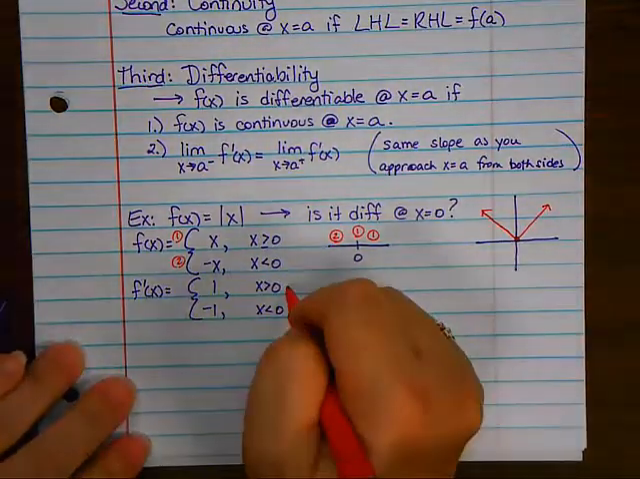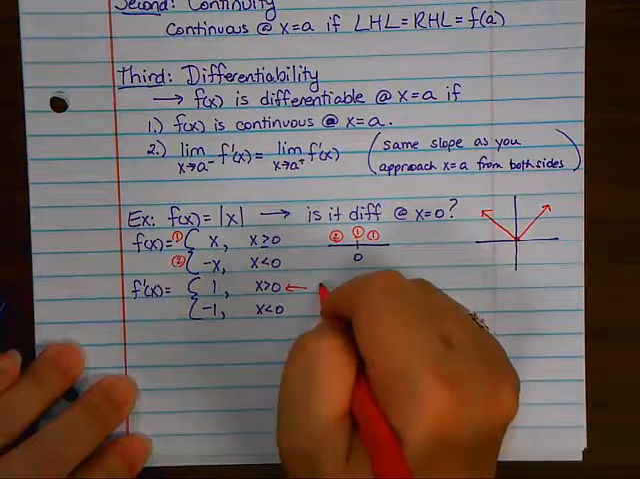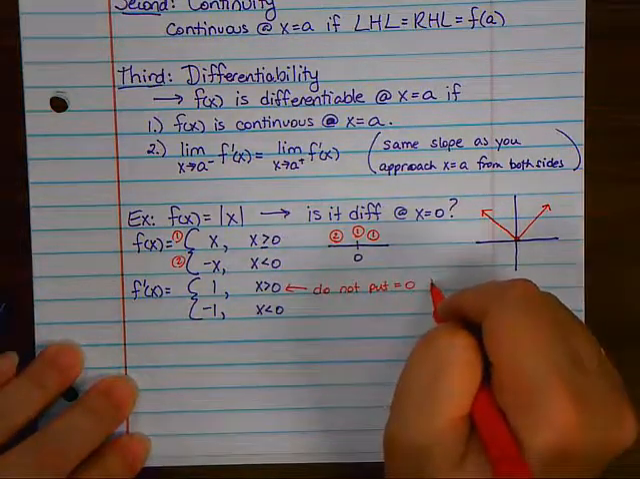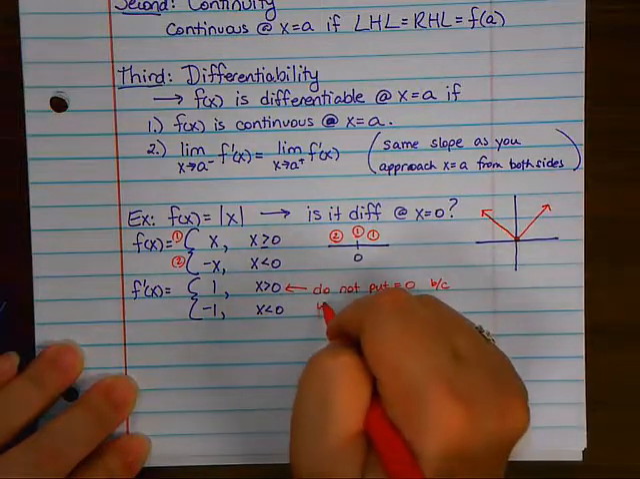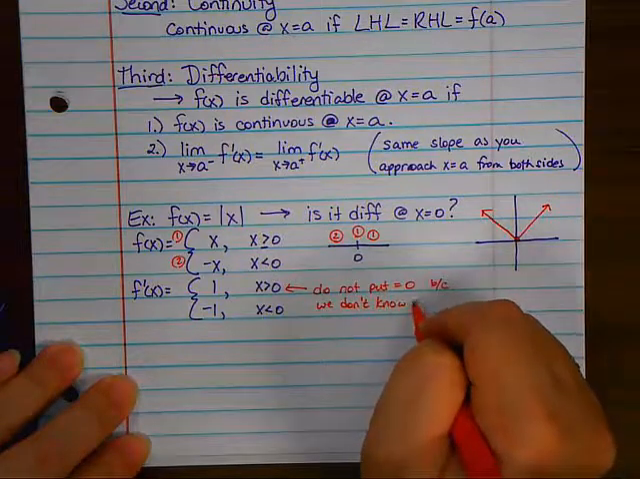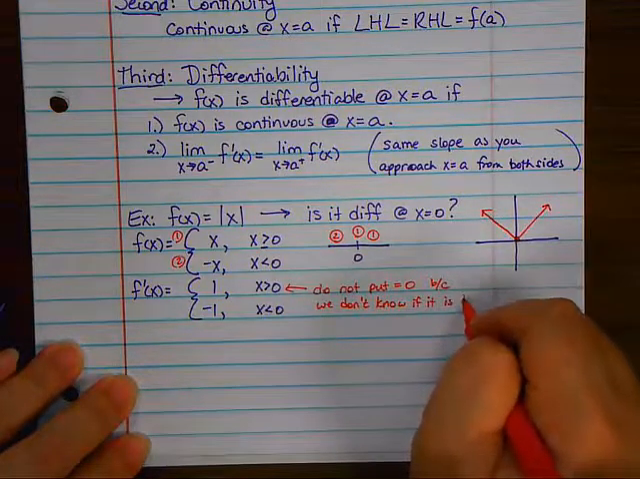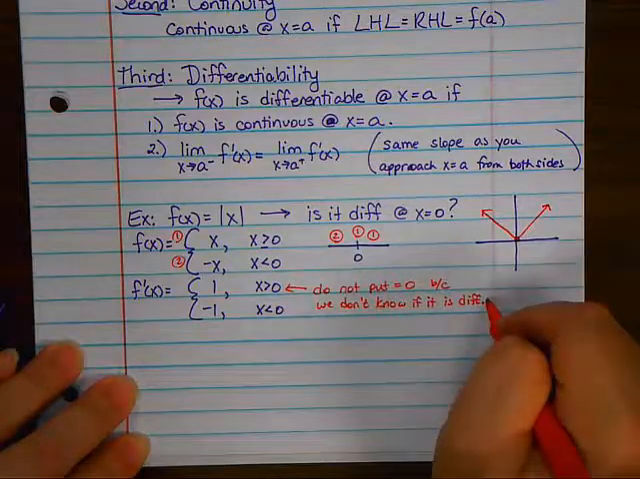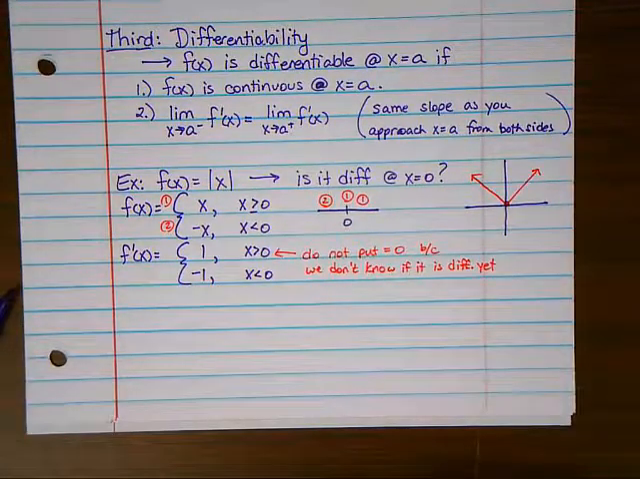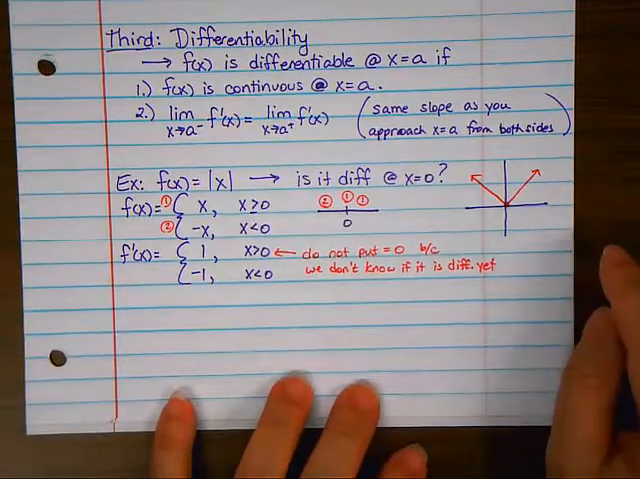Now, put a little arrow pointing to that first one and write the following. Do not put equal to 0 because we don't know if it is differentiable yet. Write that down and then I'll explain what I mean. I'm going to write this in a minute.